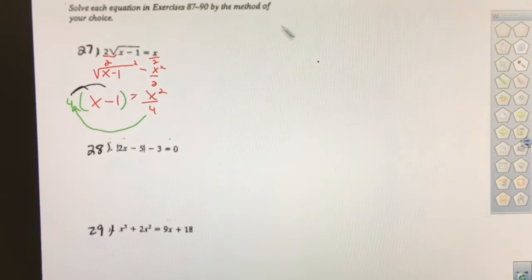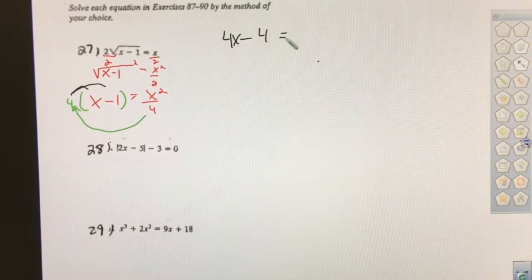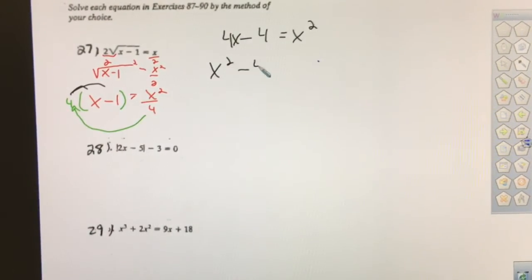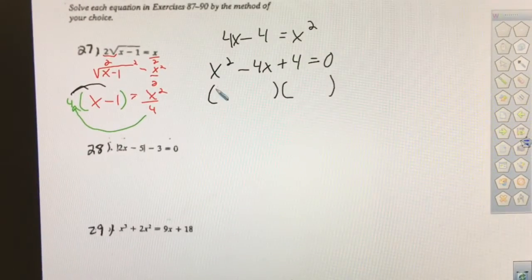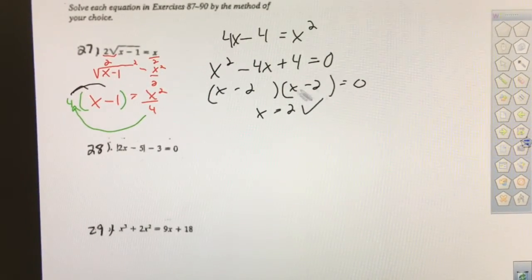Distribute that 4 across. So that's going to give me 4x minus 4 equals x squared. That's going to give me x squared minus 4x plus 4 is equal to 0. Let's go ahead and factor this. That's going to give me x minus 2 times x minus 2 is equal to 0. X equals 2. When I plug it back in, 2 minus 1 is 1. 2 times the square root of 1 is 2. And x equals 2 is over there. It works for the final answer and for the original equation.